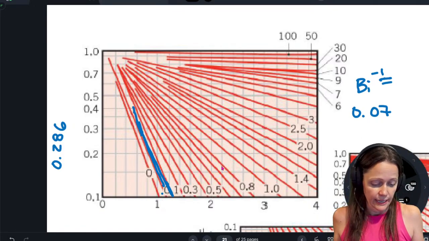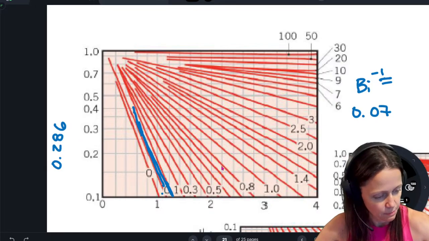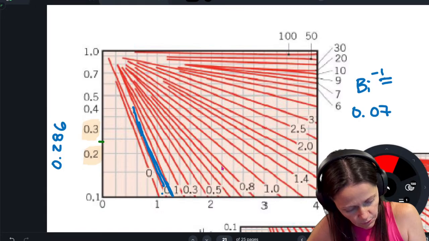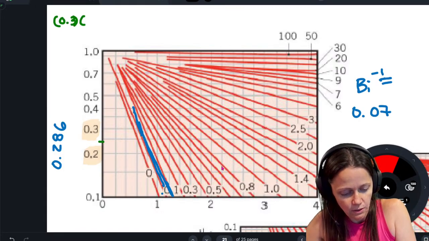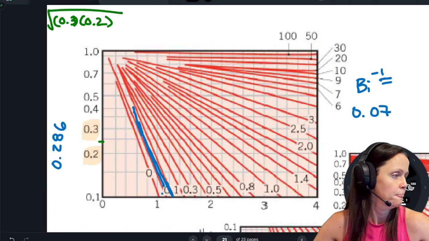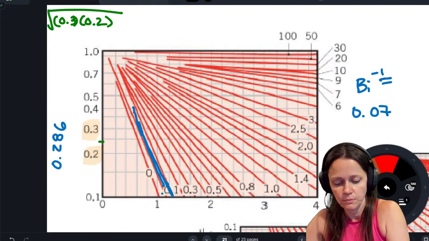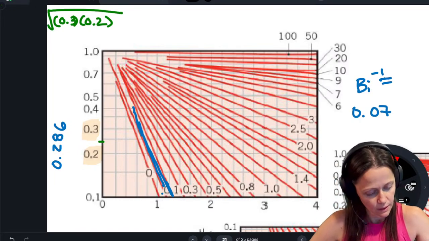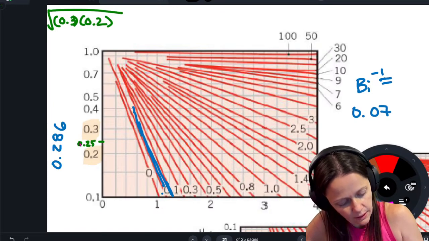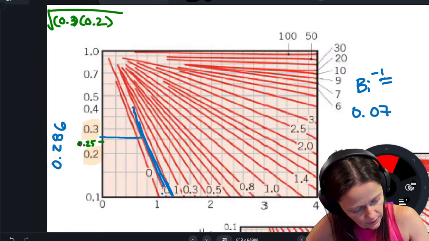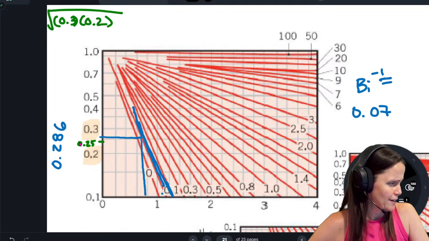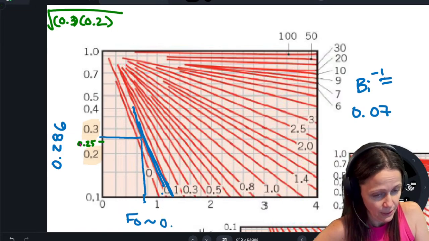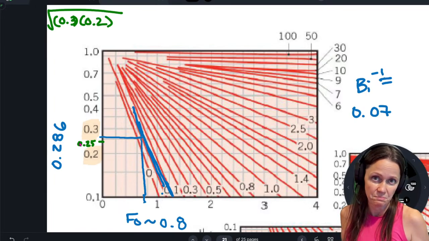I could try to gauge about where that 0.286 lies. I know it's going to be between these values here, this guy and this guy. So maybe, let's see, halfway through, 0.3, 0.2, square root it, 0.25. So it's a little bit above that. So the Fourier number is, I don't know, about 0.8. We had calculated a Fourier number of 0.7, so kind of close.